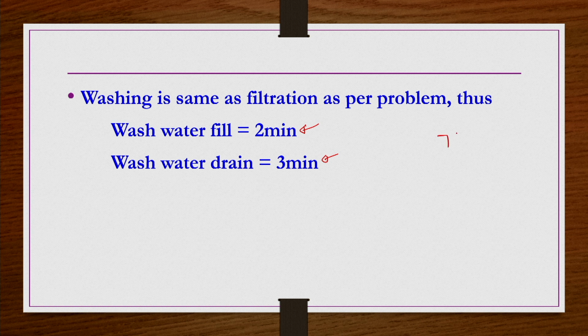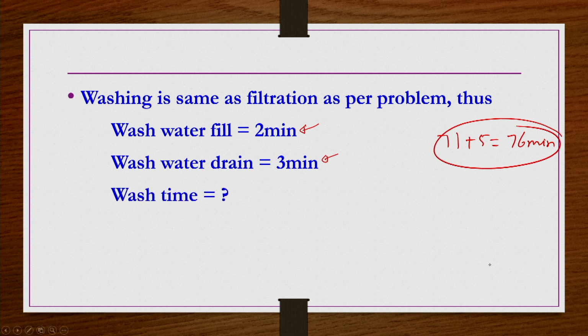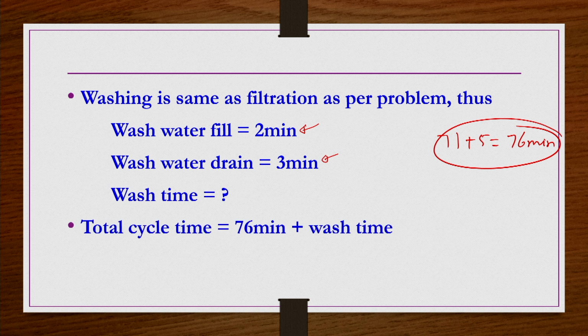So, 71 plus 5, that is 76 minutes till now, all this time, right. And the wash time is not given, so we have to find it out. So, the total cycle time is going to be 76 minutes plus the wash time. If you find the wash time, the first part of the question would be done.